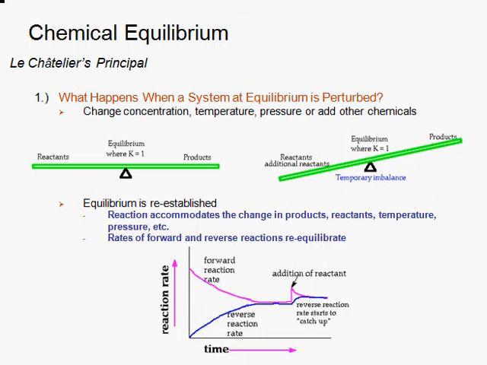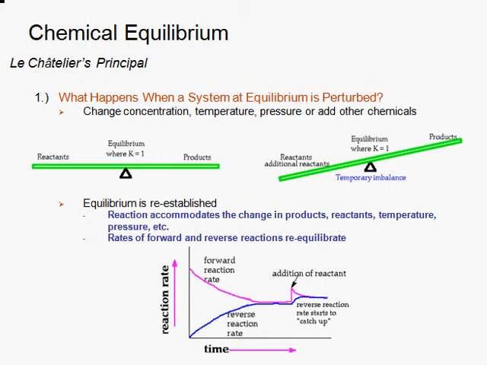Now let's talk about Le Chatelier's principle. What happens when a system at equilibrium is perturbed? Change concentration, temperature, pressure, or add other chemicals. Here are the reactants and products. When K is equal to 1, it is in equilibrium. When an additional reactant is added, the equilibrium will vary temporarily. Equilibrium is re-established. The reaction accommodates the change in product and reactant, temperature, pressure, etc. The rates of forward and reverse reaction re-equilibrate themselves.